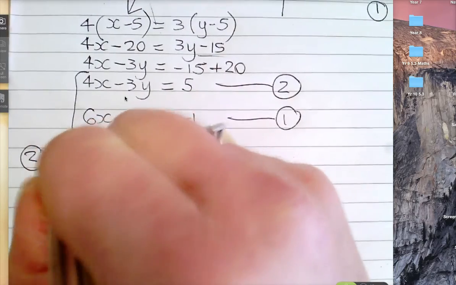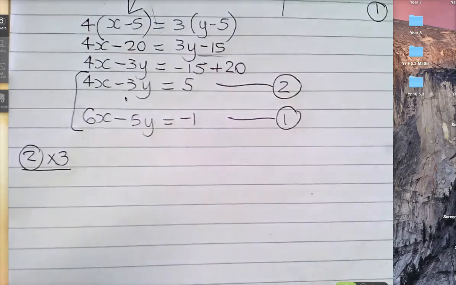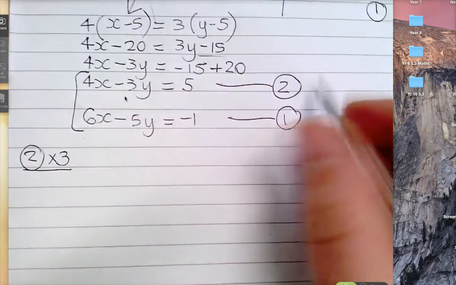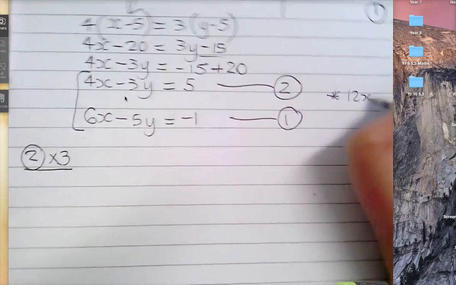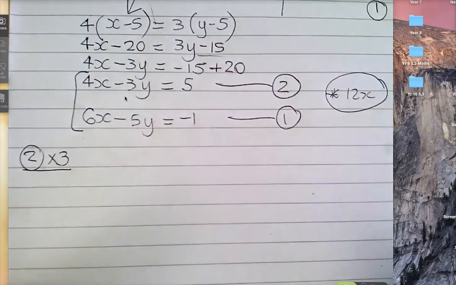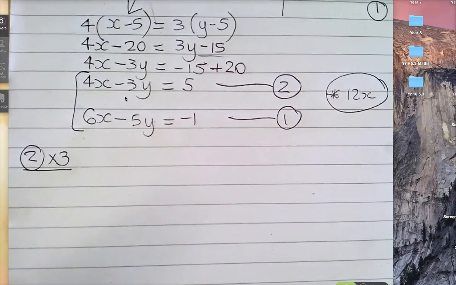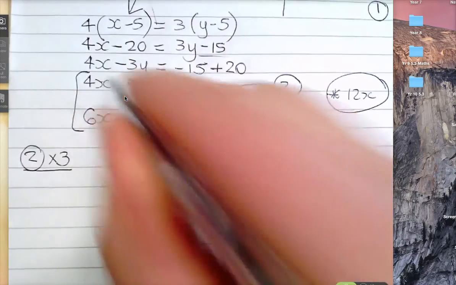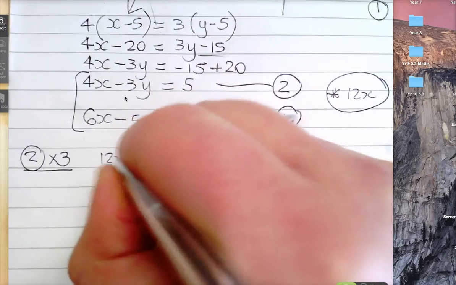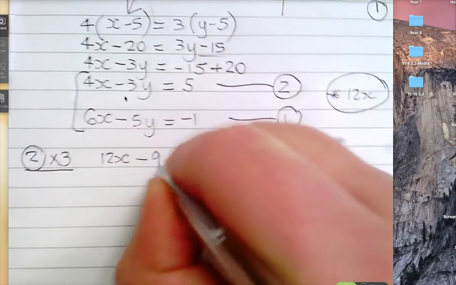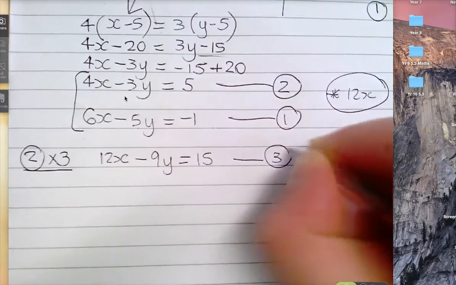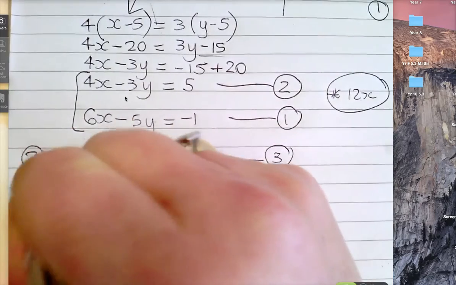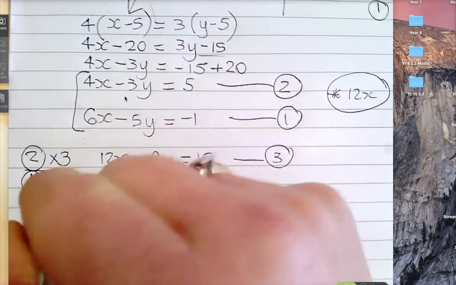Equation 2 times 3. You can do it your way, we can do it this way. So I've decided here, I'm just going to put an asterisk. I'm going to make it 12x, so that you know what you're doing. So equation 2 times 3 gives me what? 12x minus 9y equals 15. Call it equation 3. And equation 1 times 2.